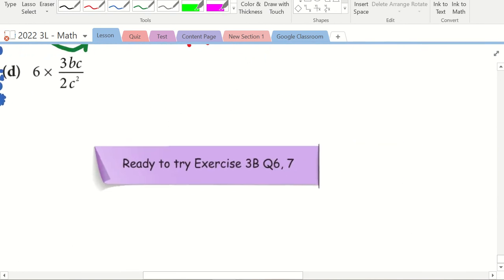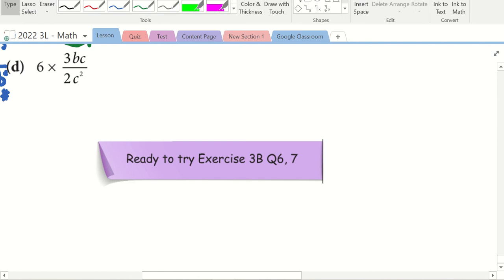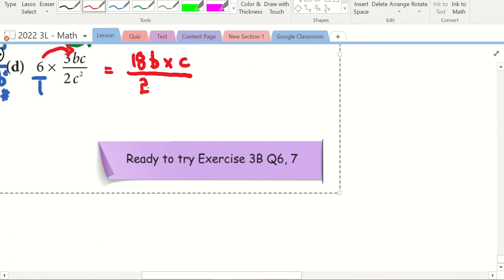Next. This one. Alright, I cannot multiply them together until I make a fraction. Is 6 a fraction? How to write 6 as a fraction? Over 1. Again, numerator times numerator. What is 6 times 3? 18. I write B times C. Over. What is 1 times 2? 2. What is the meaning of C squared? C times C.